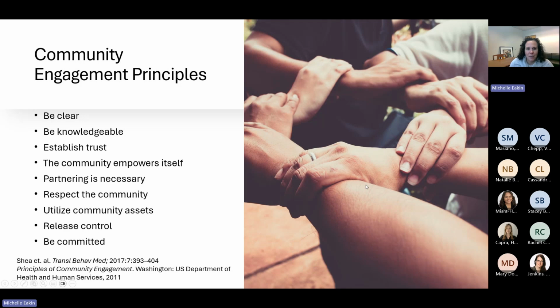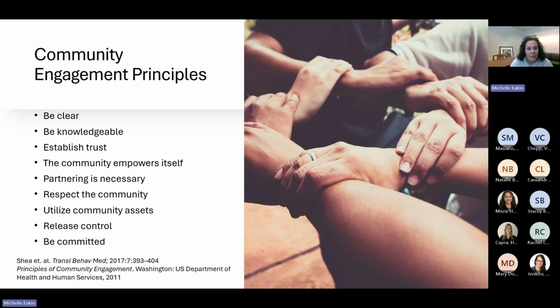And then finally, be committed. I think overall, the one message I have received, from a community member, was that the most important thing you can do is show up, volunteer, or say you're going to do something, and then do it.